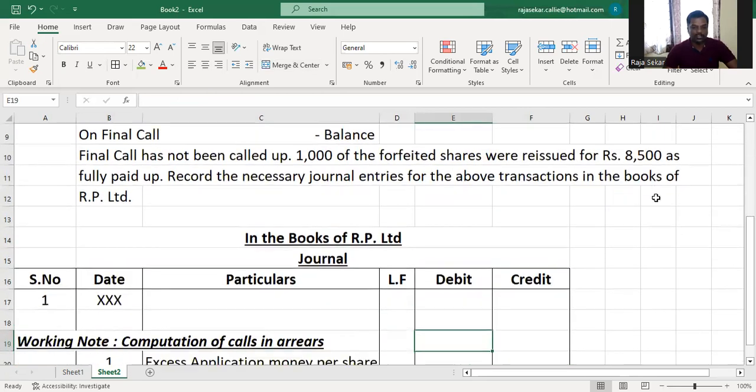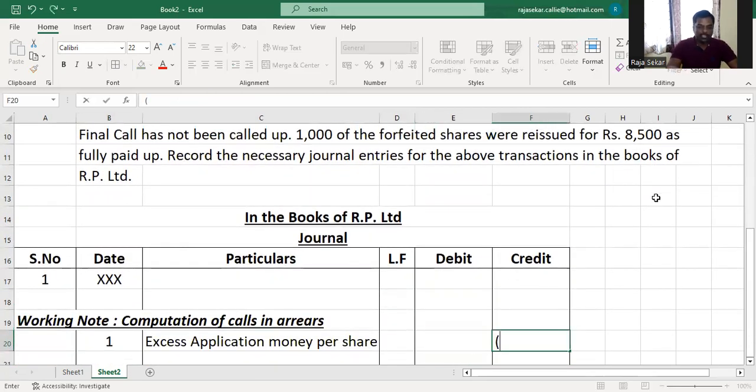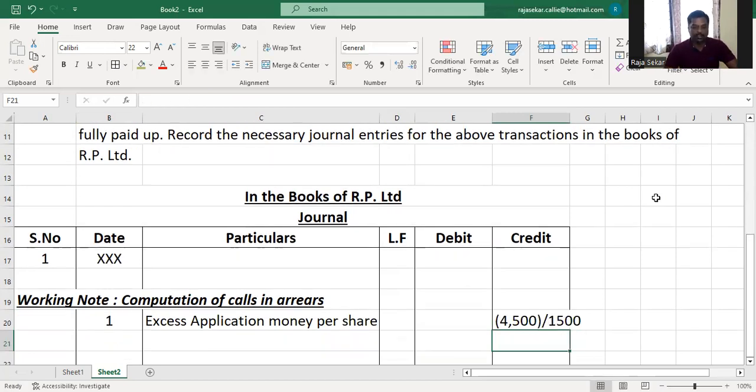So 4,500 is the excess application money paid by Rahim. Am I right or not, my dear children? The excess application money per share: he paid 4,500 in excess, divided by the total number of shares held by Rahim, which is 1,500. So that is 3 rupees per share.